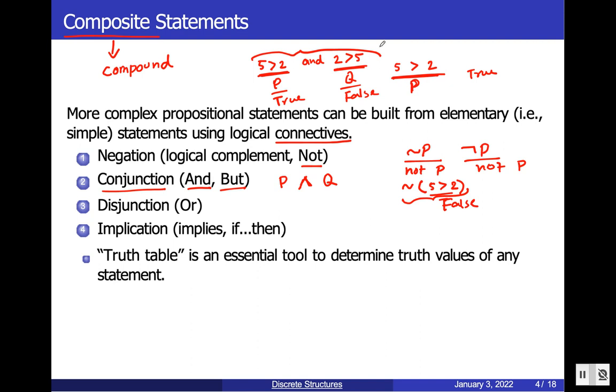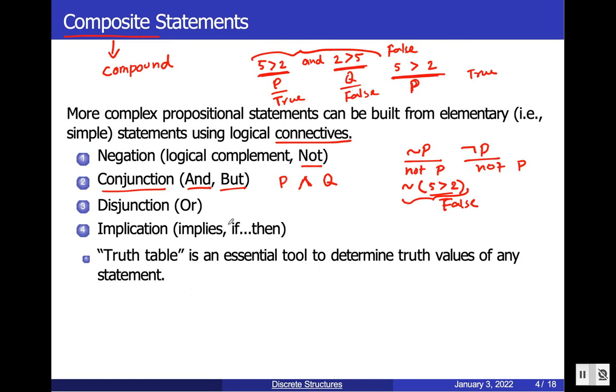Now what will be the value of this one? Can it be true, like 5 greater than 2 and 2 greater than 5? That's not possible. So the value of this one will be false. But we are going to read it like this, P and Q.